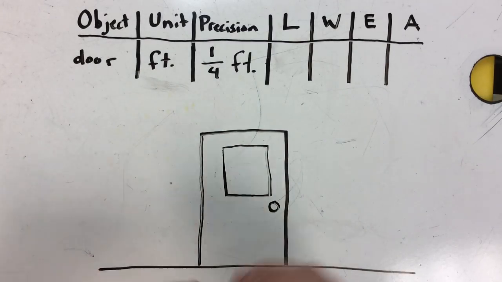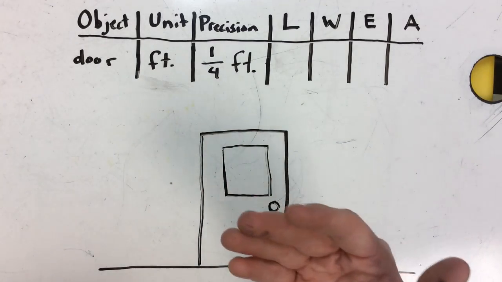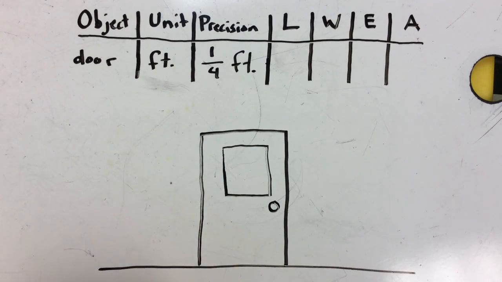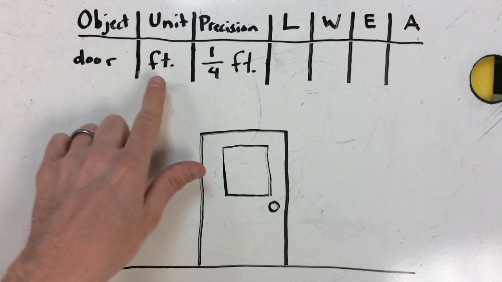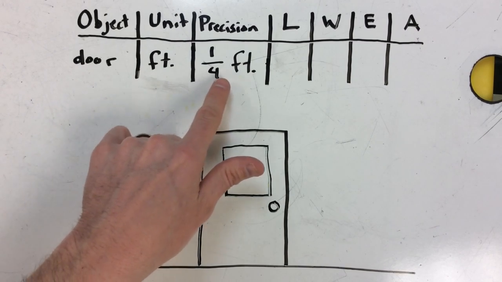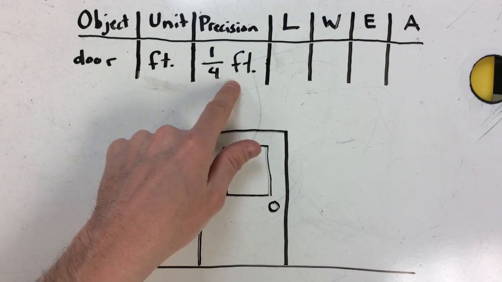So the first object we're talking about here is a door. Now in your actual lesson, you'll be measuring the length and width of real doors. But in this case, I've just got a picture. So the object is a door. We're going to be measuring it in feet, and we want to measure it to the nearest quarter foot.